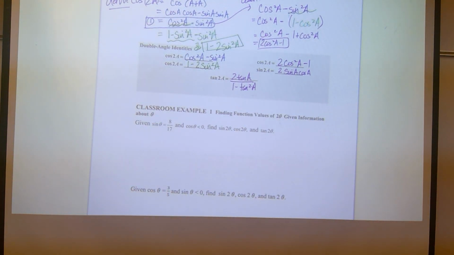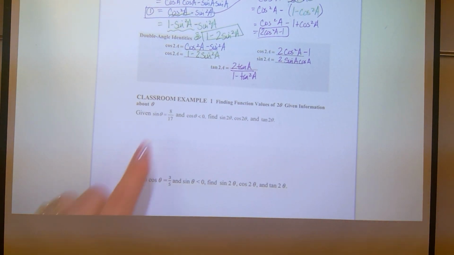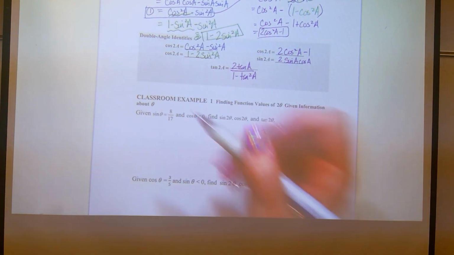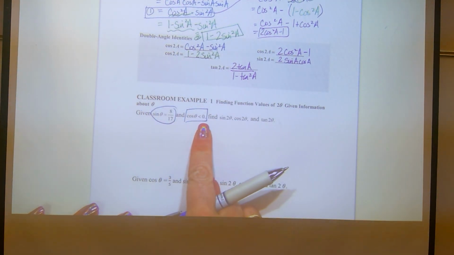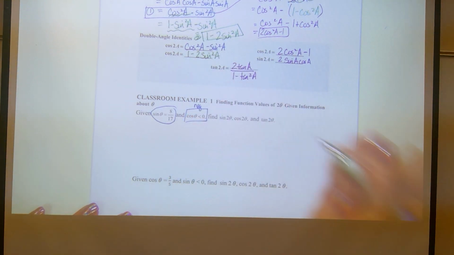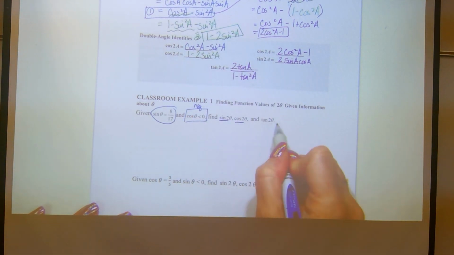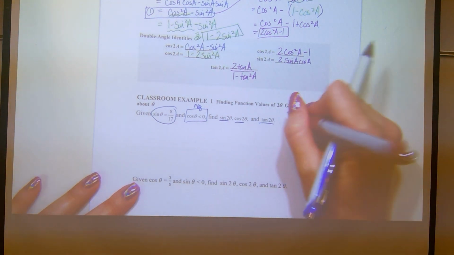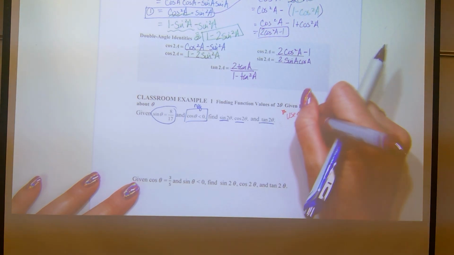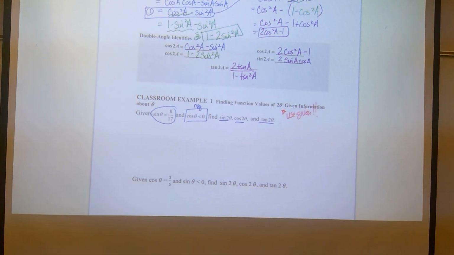Given that sine of theta is 8/17, and cosine theta is less than 0, so cosine theta is negative, find these double angle values. So I have information about theta. I need to figure out the missing things that I know. I'm going to use my givens as much as I can. Use what I have been given as much as possible.